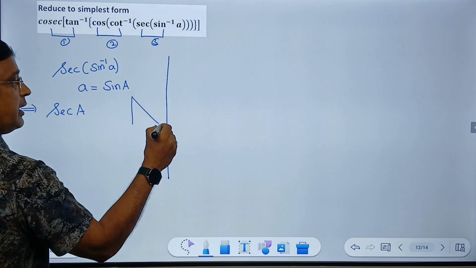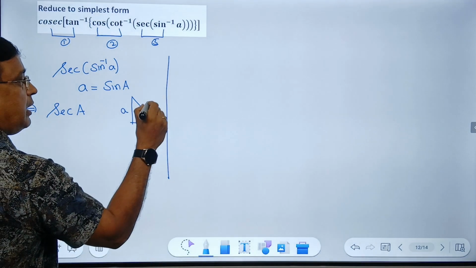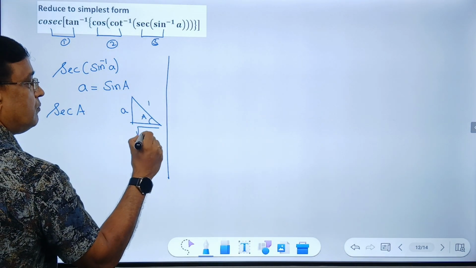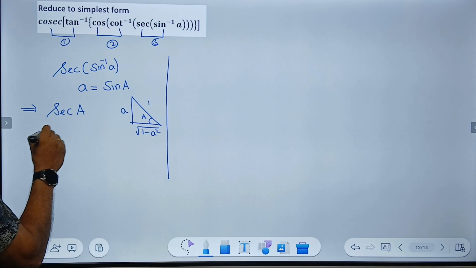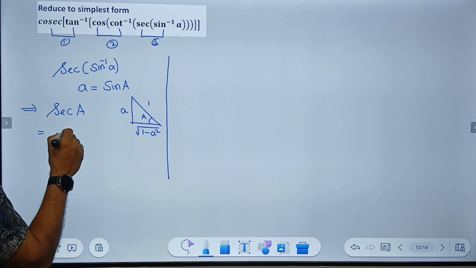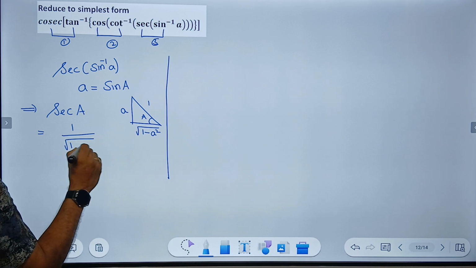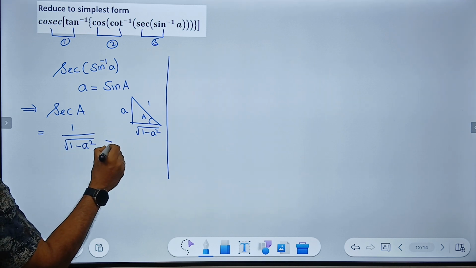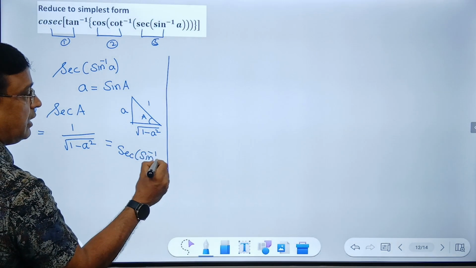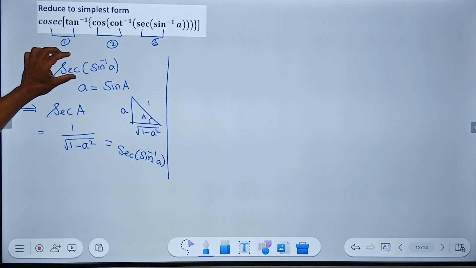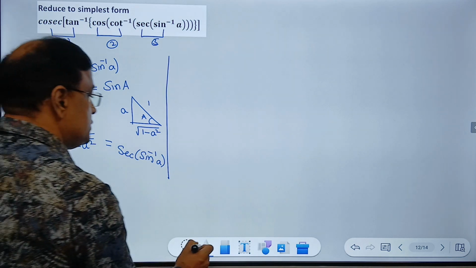Now, draw a triangle, right angle triangle. Sine A will be opposite by hypotenuse. So, this will be root of 1 minus A square. So, if I apply trigonometric ratios, secant will be hypotenuse by adjacent. So, this is nothing but secant of sine inverse A. I have reduced this to this. Okay, that finishes that part.